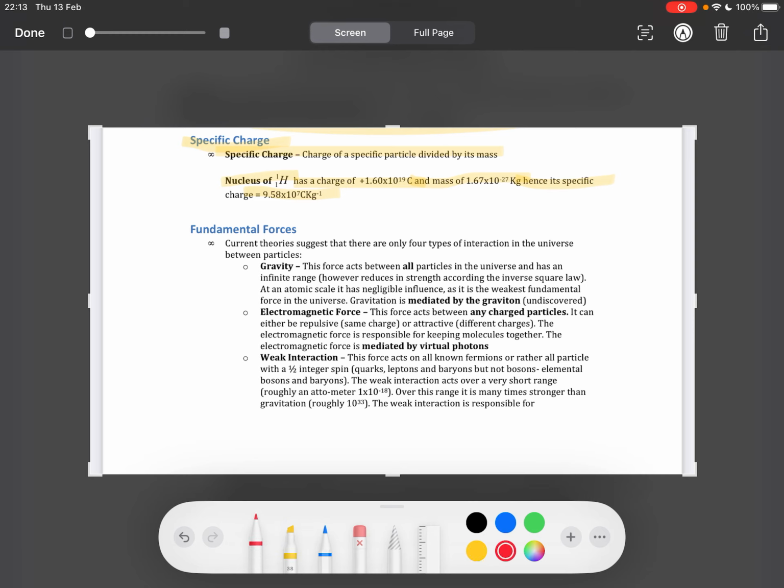How did we find that? Because the specific charge is equal to the charge of the specific particle over its mass. Okay, so this is the first rule. We're just going to finish this part. What are the fundamental forces for now?